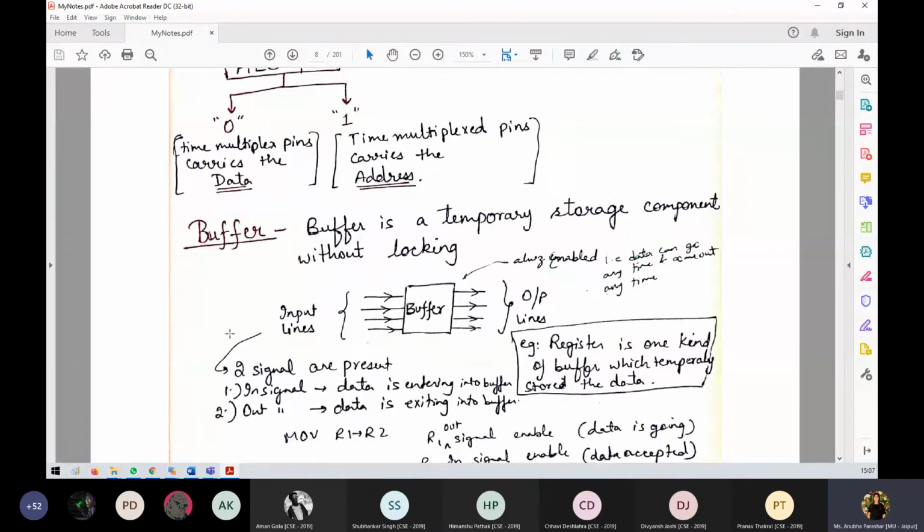Then there are two types of memories. One is buffer, one more is latch. Buffer is temporary storage where there is no locking. So whatever data comes, it could be an input signal or output signal. You can ask me which kind of data. In modern times, when you insert a pen drive, there is an IO operation happening, so a lot of data will come. Sorry, it is actually data.